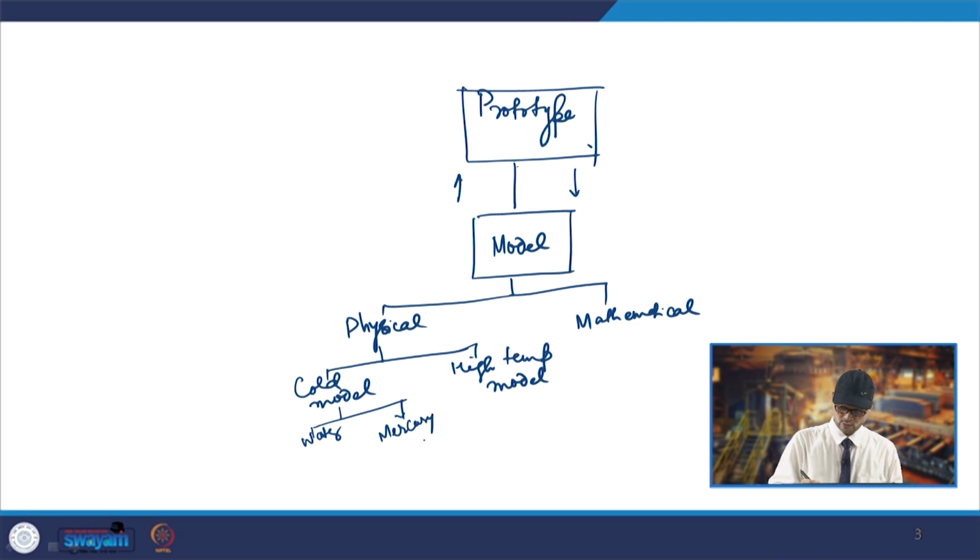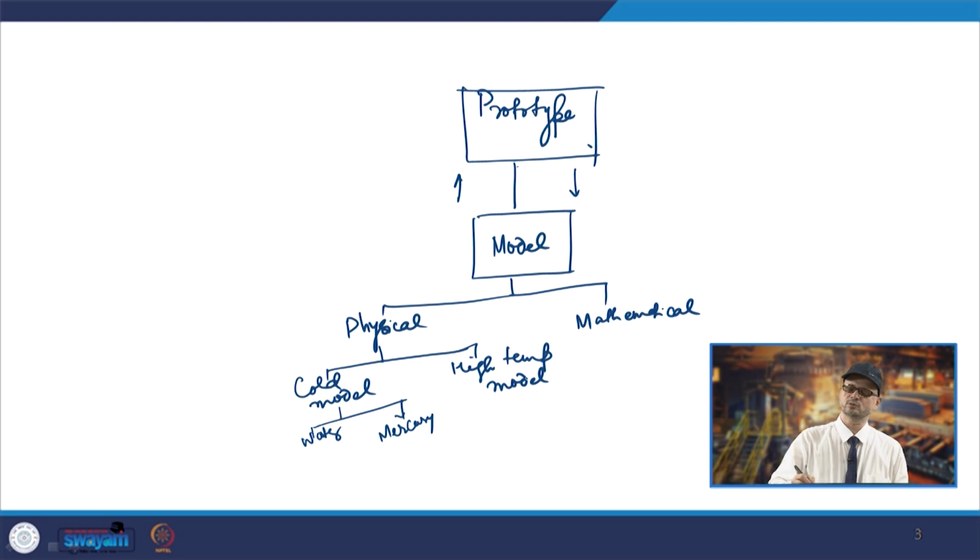If you go to a high temperature model, they are also done with some different kinds of metal, and there you may use a metallic melt, or what we talked about earlier, pilot scale experimentation which goes on. So, they are part of this.